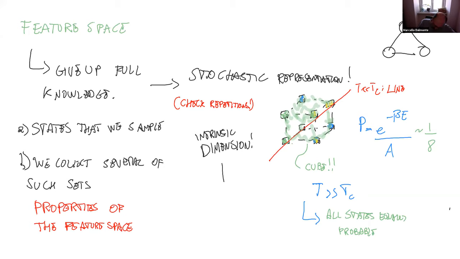And we will be calling this quantity ID. What I've tried to show you in this simple example is that ID is equal to 1 for T much smaller than TC, and ID is equal to 3 for T much larger than TC. So ID is a simple proxy to distinguish phases which are fundamentally different. Okay, already in this three-spin model, we're talking about phases.